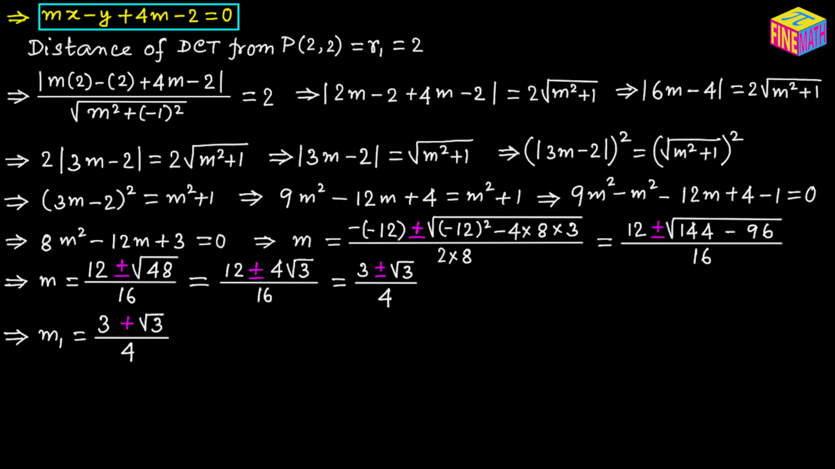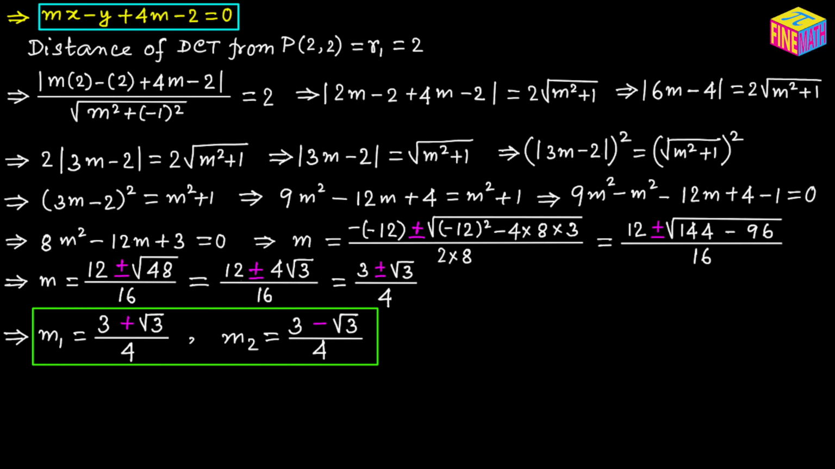Let's take the plus sign for the first value of m and let's call it m sub 1. So m sub 1 can be written like this. And if we take the minus sign for the second value of m, then we can say m sub 2 is equal to 3 minus square root of 3 over 4. So we have found the two possible values of m.